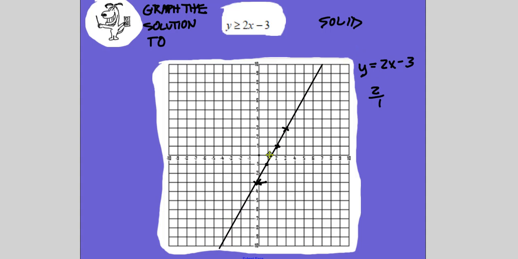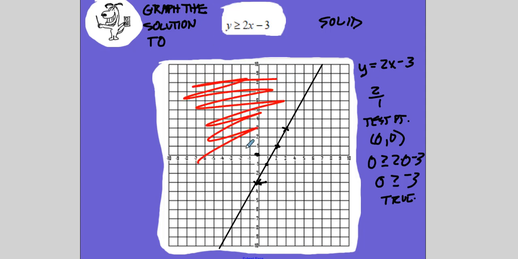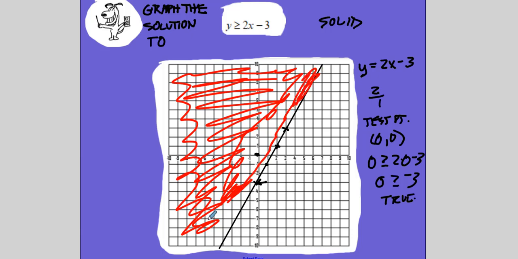Okay, and again, notice 0, 0 is not on that line, so I can use it as a test point. So 0 greater than or equal to 2 times 0 minus 3, 0 greater than or equal to -3 is also true again. So the test point this time is on the left though, so I shade to the left. So it's all these points over here in this left half plane, they make the solution to the problem.